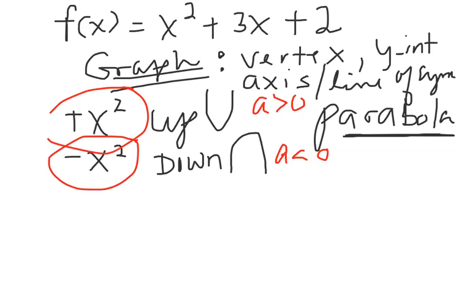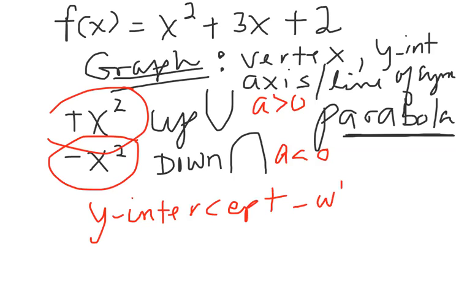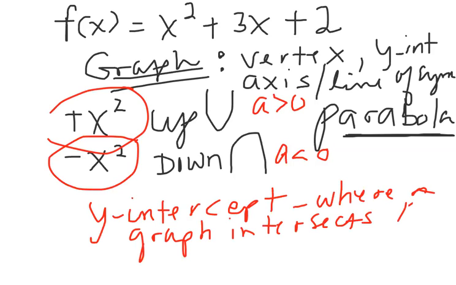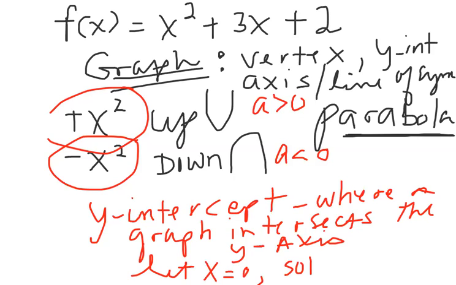The next easiest part of this, guys, is the y-intercept. All right, Sugar Plums, you ready for this? The y-intercept is where, and you can do this for any graph, guys, a graph intersects the y-axis. Now, in order to find it, what you do is this. You plug in 0 for x. So let x equal 0. Solve for y.